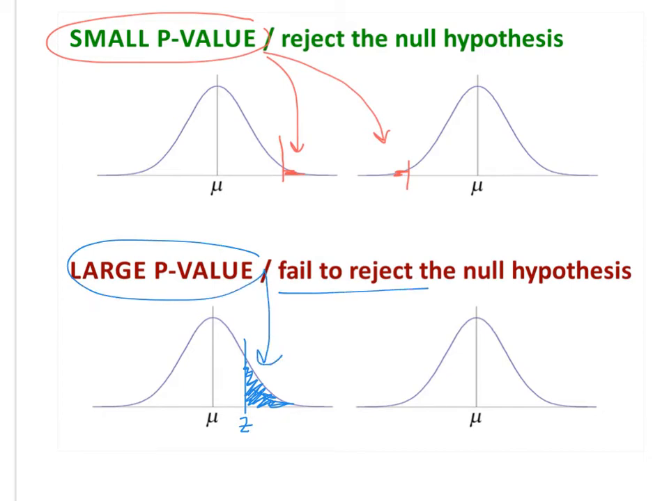Same thing on the lower side. If I had a z-score right here, and I had all that area shaded, that's a pretty decent-sized area. It's not too rare to be in these blue regions. So I failed to reject the null, meaning I do not have evidence that they're different.